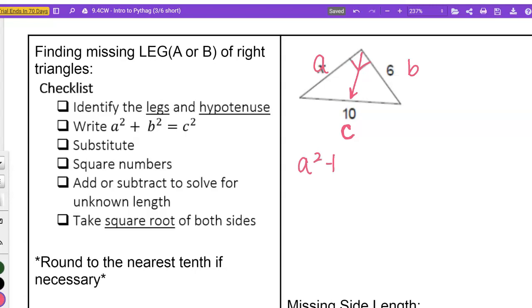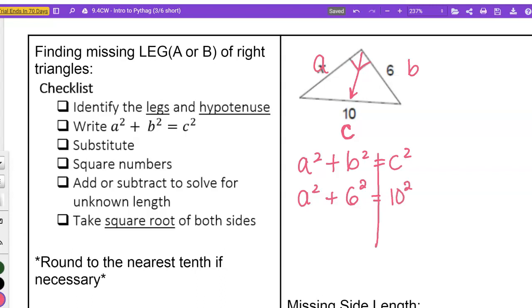So I'm going to start with my formula, which is A squared plus B squared equals C squared, and substitute in what I know. I don't know what A is. That's what I'm trying to find. So this is A squared. I know that B I have labeled is that 6 squared. And then I know C is 10, so 10 squared.